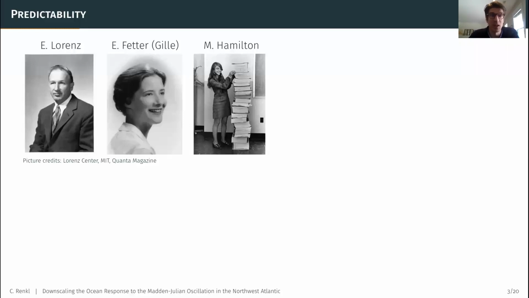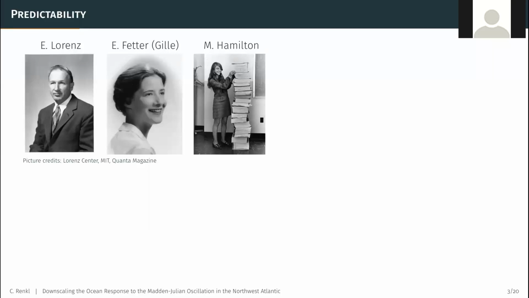But back in the 60s, it was Lorenz and his assistants, Ellen Fetter and Margaret Hamilton, who played around with the state-of-the-art weather models at the time. And while Lorenz claimed all the fame for it, it's important to also know that Ellen Fetter and Margaret Hamilton actually did all the computations for him. And so by today's standard, they would actually be co-authors on many of his papers.